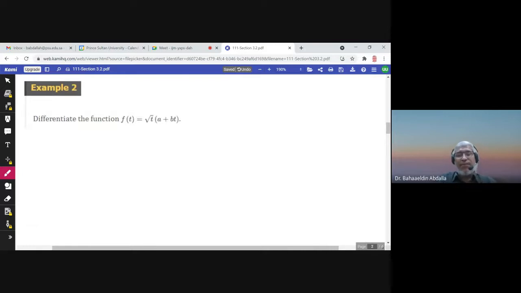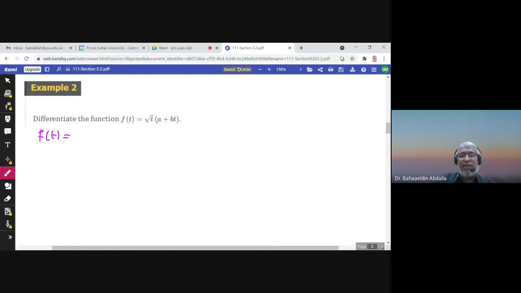Another example. This is a function, differentiate. Differentiate means find the derivative. Well, I can find the derivative of this function in two ways. The first way, I can multiply, our old method before studying the product rule.